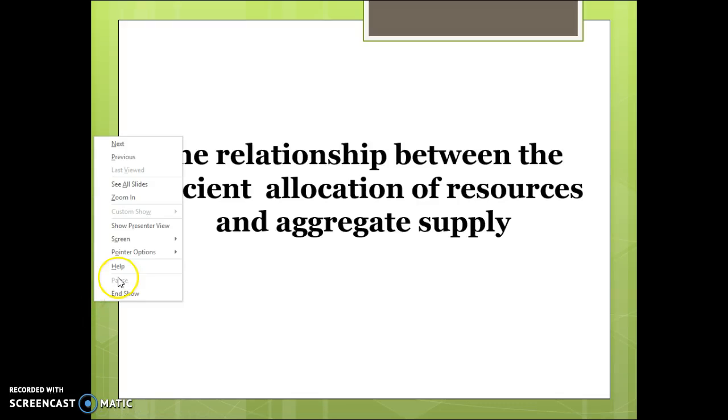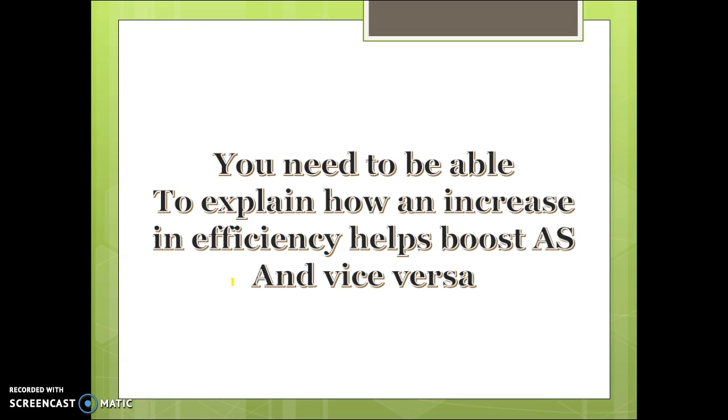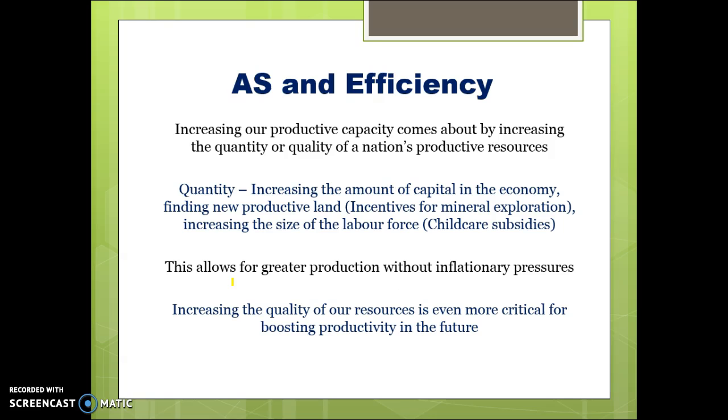Okay, in this video we're going to be looking at the relationship between aggregate supply and an efficient allocation of resources. You need to be able to explain how they interlink and how we can achieve both of them. So you need to be able to explain how an increase in efficiency helps to boost aggregate supply, and as well how an increase in aggregate supply can help to boost efficiency with relation to various policies.